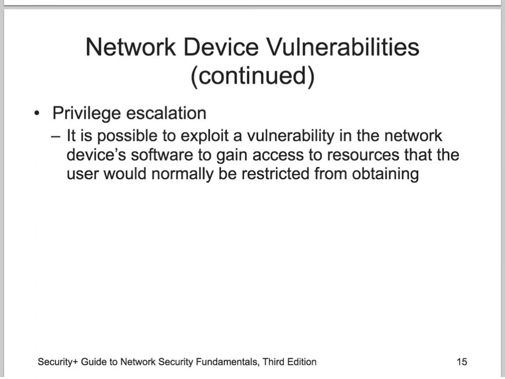Privilege escalation: it is possible to exploit a vulnerability in the network device software to gain access to a resource that the user would normally be restricted from attaining. This one's generally not done as much as the last one I mentioned, the backdoor through software. The backdoor through software, a Trojan horse, or a virus is generally how it's done. This one's not as prevalent.